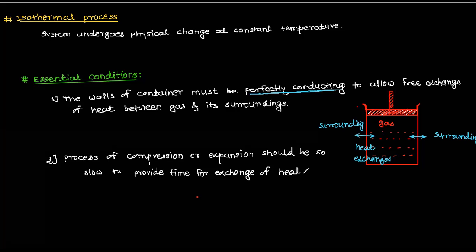Listen carefully. The second essential condition. The process of compression or expansion should be slow, which means this piston is there. If it is coming down, that means compression. If this piston is going up, that means expansion. So this process should be very slow. It should not be fast. Why? So that heat exchange can take place between the surrounding and the gas. Understand? Okay, so this is the essential condition.